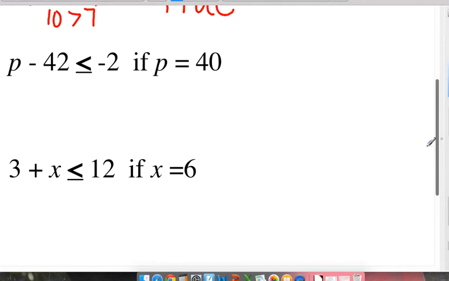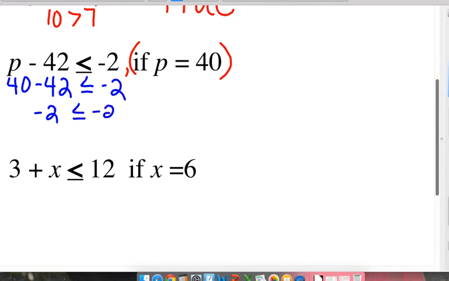P minus 42 less than or equal to negative 2 if P is 40. So you kind of have to read a comma there, right? This tells you what to substitute in for the variable P. So let's plug in a 40 for the P, and let's do the math and see if it makes sense. 40 minus 42 less than or equal to negative 2. 40 minus 42 is negative 2. Is it true that negative 2 is less than or equal to negative 2? Yes, it is. It's true because of the equal to part.